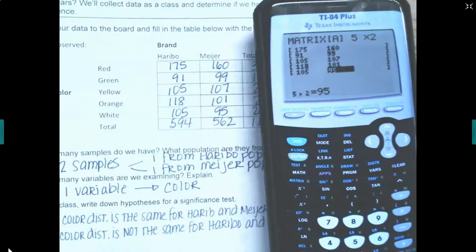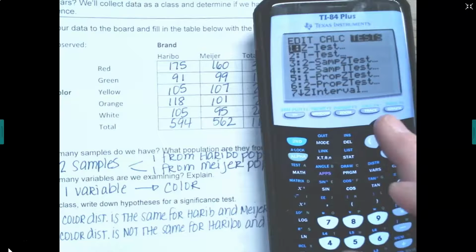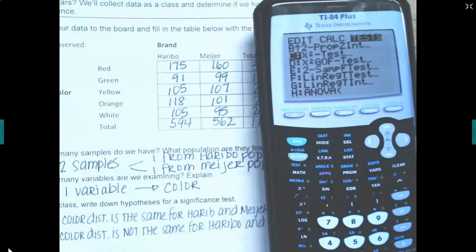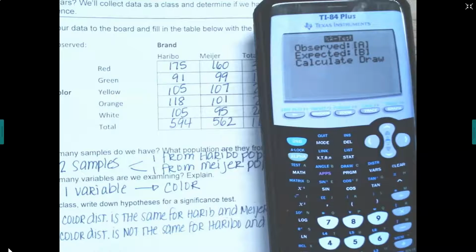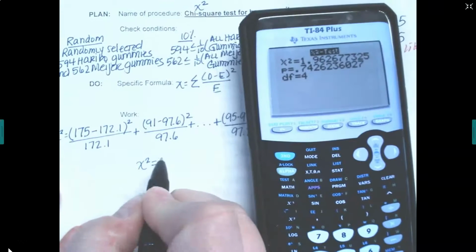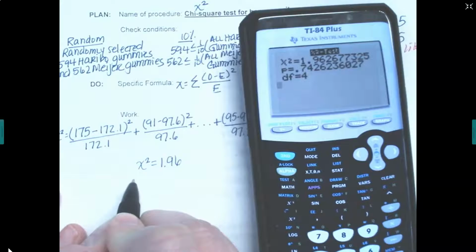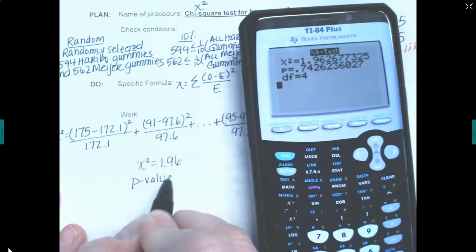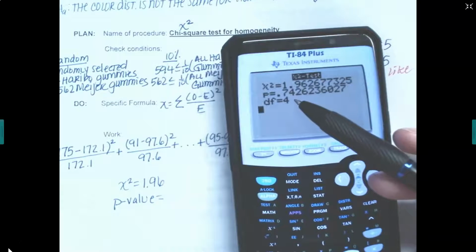Okay, once you've got the matrix A set up, we'll go back to stat and tests, up to your chi-squared, press enter. Now we've got our data in A, it will automatically populate B for us, so we don't have to worry about that. Go down and tell it to calculate. And here we go. We've got a chi-squared of 1.96. So we're going to go back to the other side. So we've got a chi-squared of 1.96. And that would give us a p-value of 0.74.